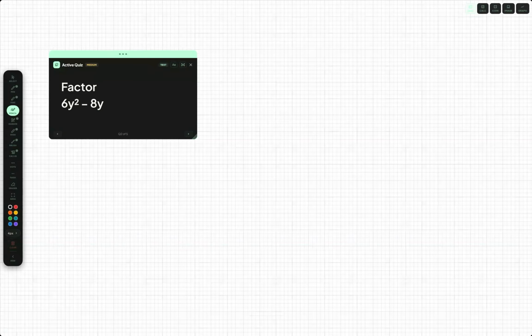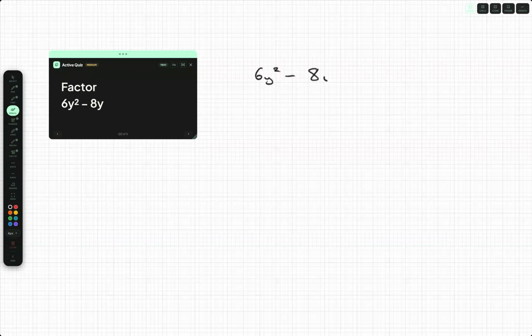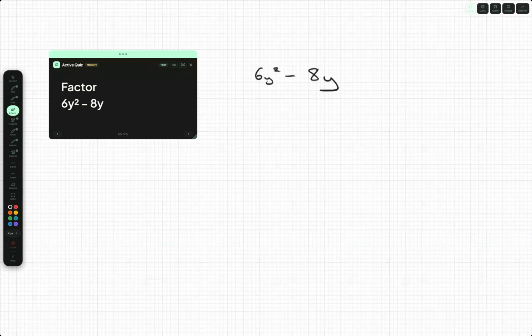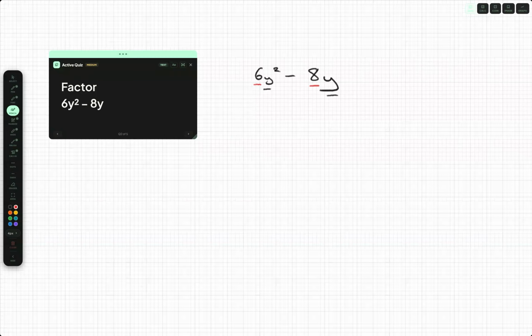Right, so our second one is we're going to factor 6y squared minus 8y. Okay, now we can see that we have a pronumeral in both of them. The pronumeral is the same. So when we do this, we're going to consider the highest common factor that is numerical and the highest common factor that is a pronumeral.